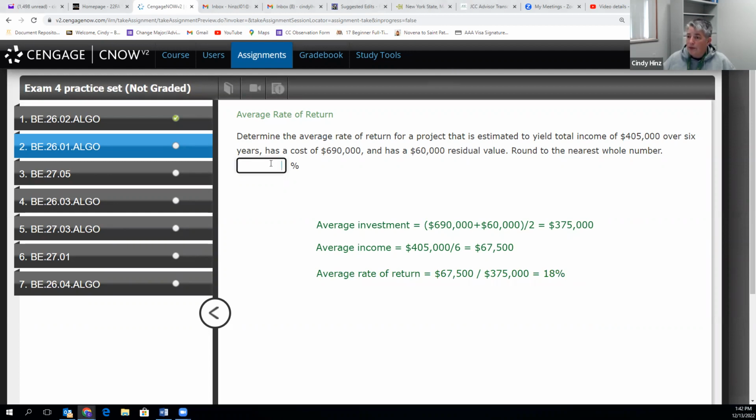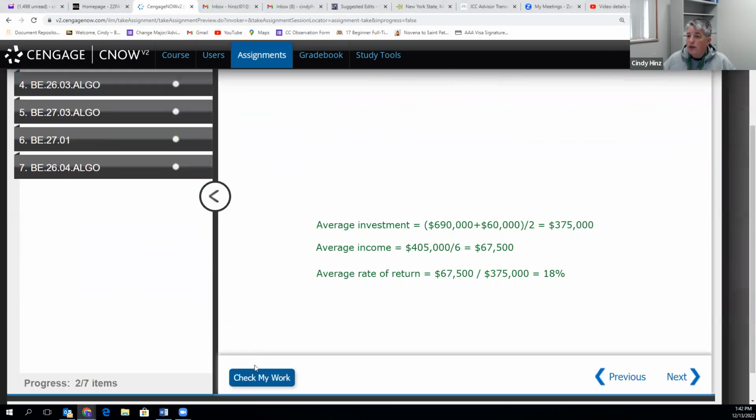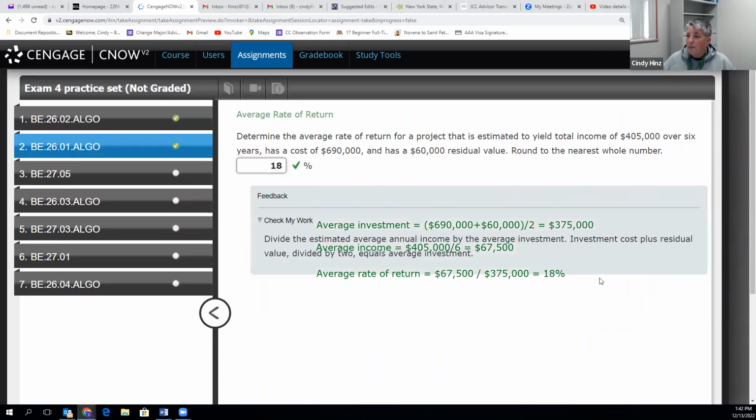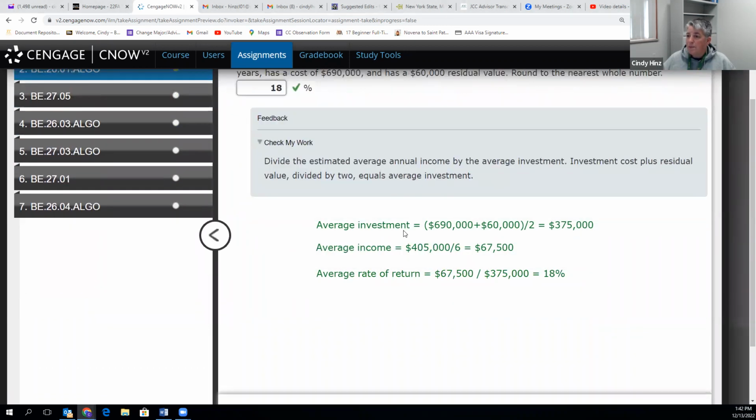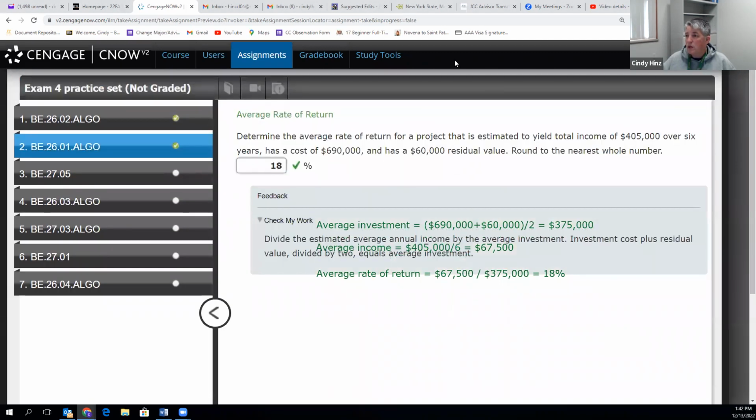Again, this is another one that is generated algorithmically, so your answers may differ from mine, but the approach you take, finding the average investment, finding the average income, and then calculating the average rate of return, the formulas that you use are the same. Yours may just have different numbers.